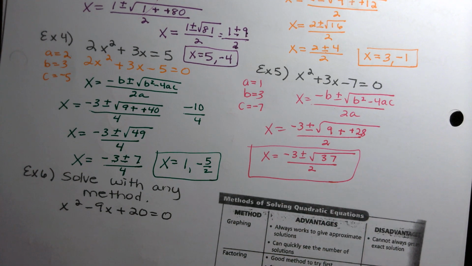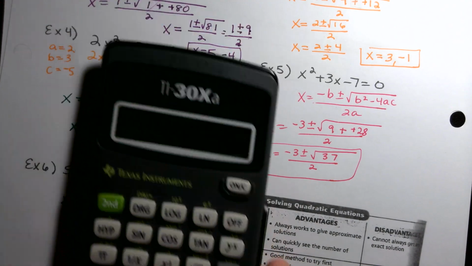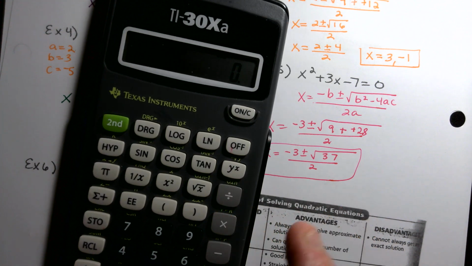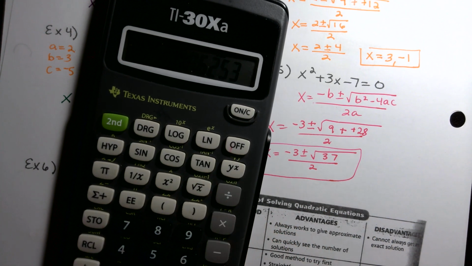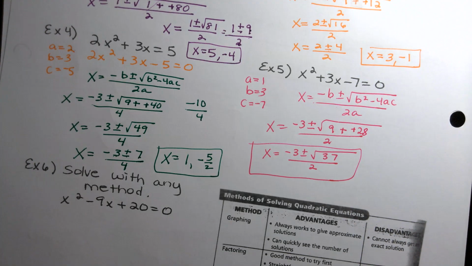Negative 3 plus the square root of 37. In order to get an approximated answer, you'd have to literally take, is this on? 37 square root plus the negative 3, equals, divided by 2, 1.54. That's one of them. And then we'd have to do the other.